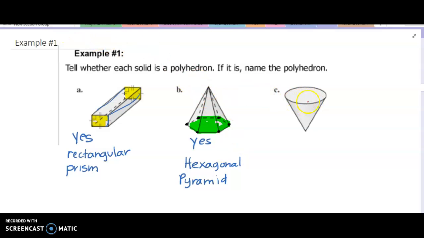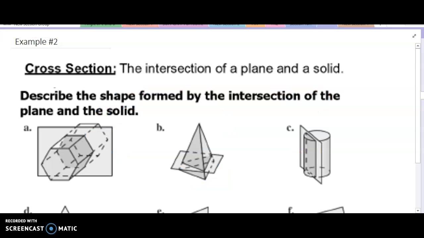Okay, last but not least is this cone. This is not a polyhedron because this is a circle and a circle is not a polygon, and polyhedrons are made fully of polygons. All right, so let's go to example 2 now.